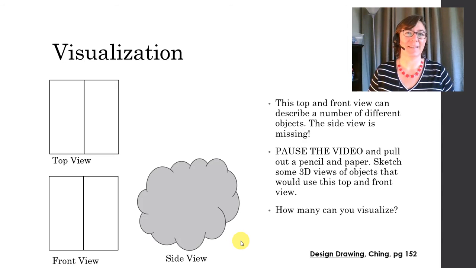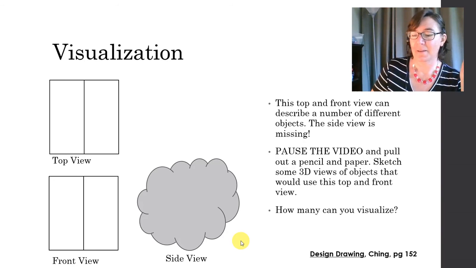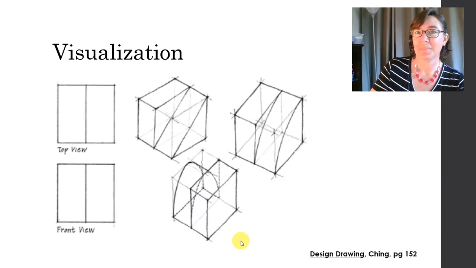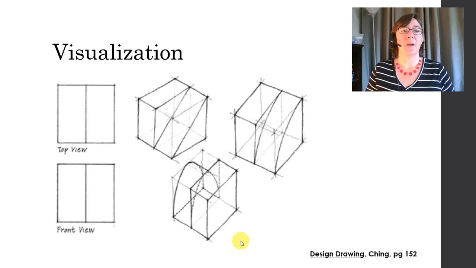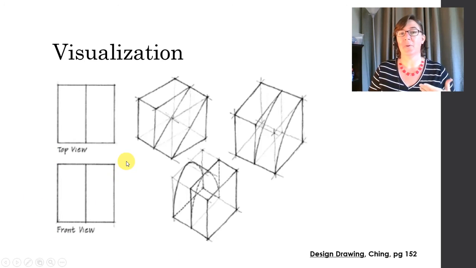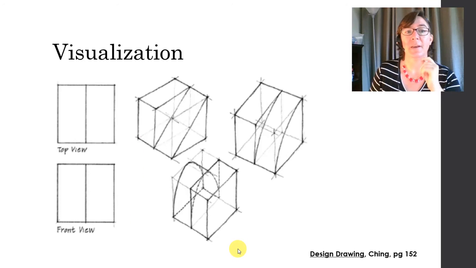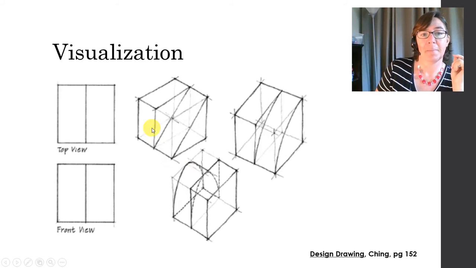Last chance, pause it. All right, I'm moving on to give you a couple of solutions. So with this front view and this top view, you could create a number of different three-dimensional solutions. And here's some examples. The top view, remember, is kind of 2 rectangles put together. And the front view is also 2 rectangles together.